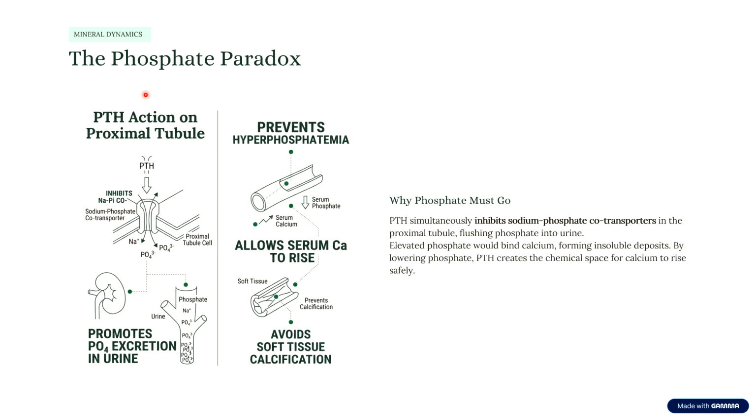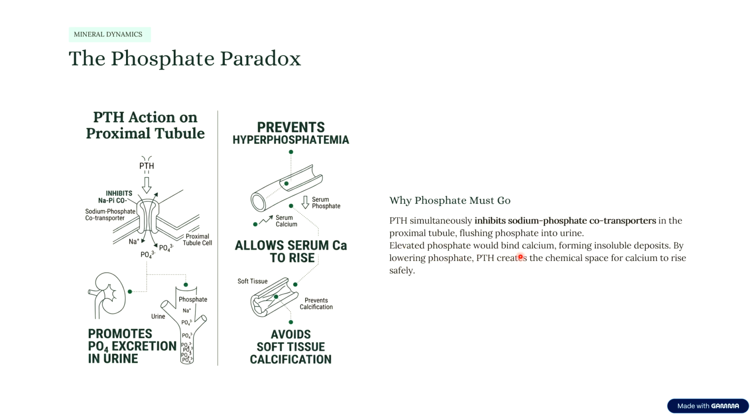This is the phosphate paradox. How does it actually work? Why must phosphate go? When the calcium comes in, phosphate must go outside. PTH simultaneously inhibits the sodium phosphate co-transporter in the proximal tubule, flushing the phosphate into the urine. It excretes the phosphate into the urine in the proximal tubule area.